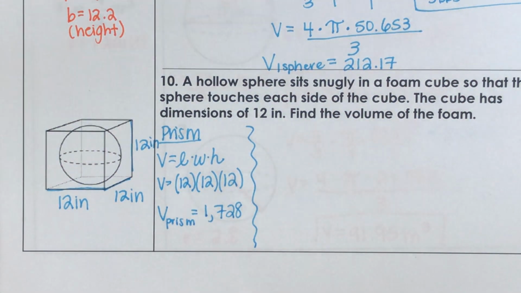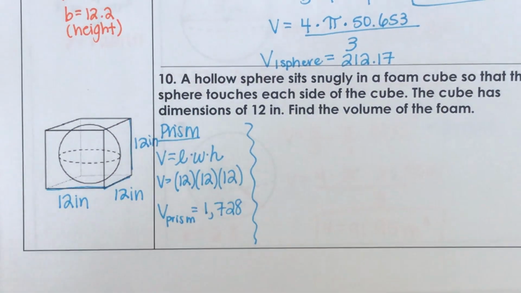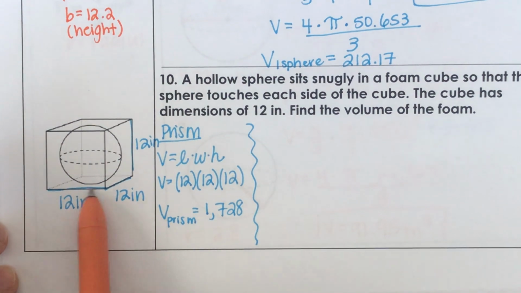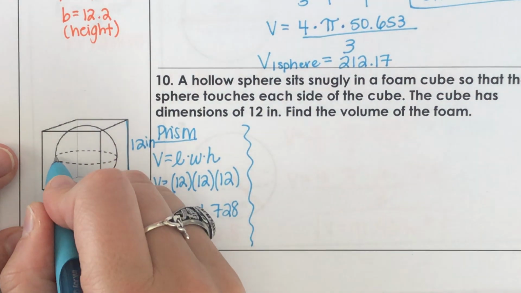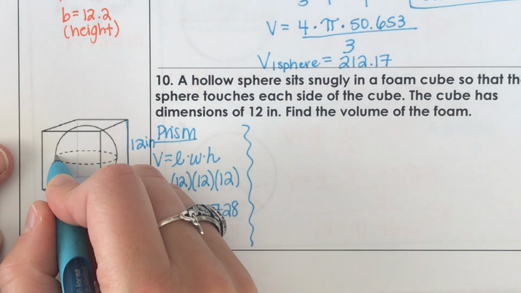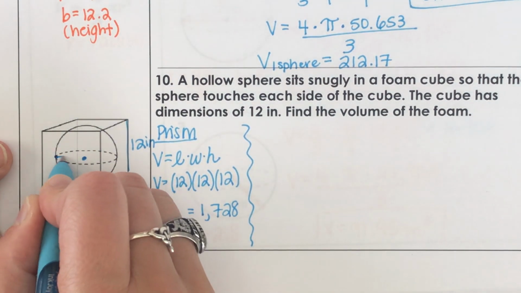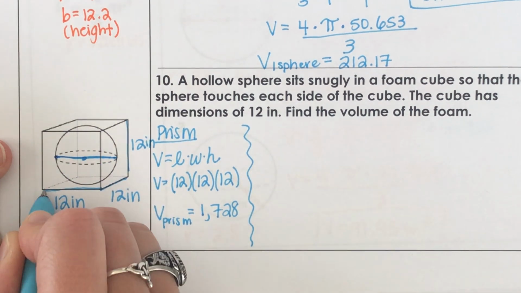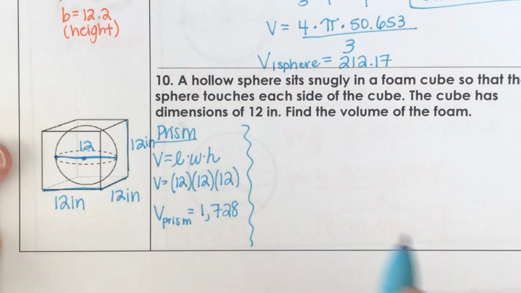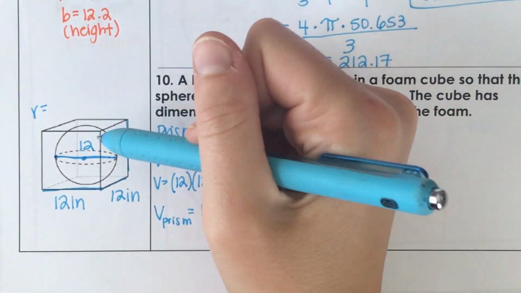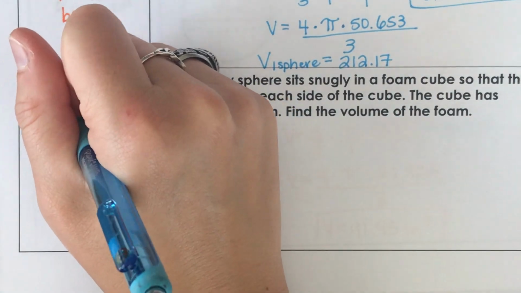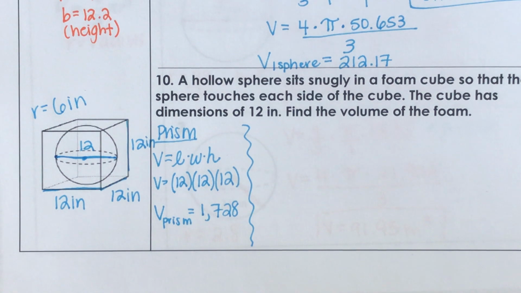My second part is I've got to find the volume of my sphere. The only thing I need to know for a sphere is the radius. Now, I am given the entire side length. That means it goes from one edge of the sphere through the center to the other edge. That means it's a diameter. The diameter is 12. Well, if the diameter is 12, the radius has to be half of 12. Half of 12 would be 6 inches. So when I go to plug this in, I'm going to make sure I plug in 6 for my radius.